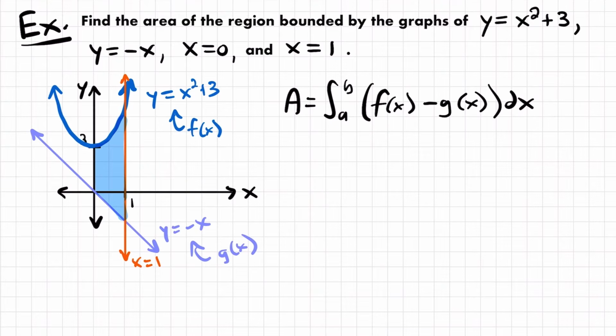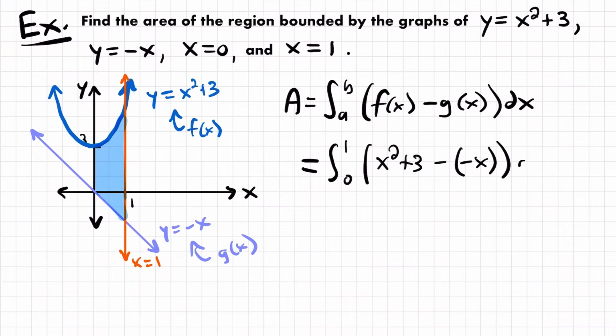All right, so our area will be equal to the integral from a to b, which in this case will be from x equals 0 to x equals 1. So we will go from 0 to 1 of the top function, x squared plus 3, minus the bottom function, which is negative x. And so we'll have negative x, and then we will write dx. All right, and so now all there's left to do is to simplify and solve this definite integral, and we will have the area of this shaded region.